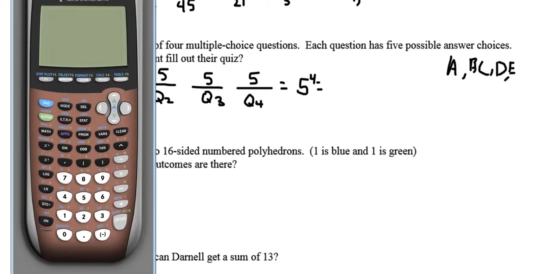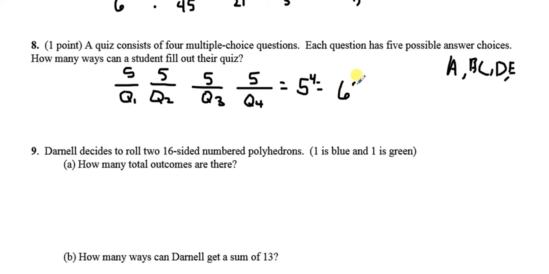I thought I did this question, but I guess I didn't. 5 to the 4th power is 625. I probably should know that.